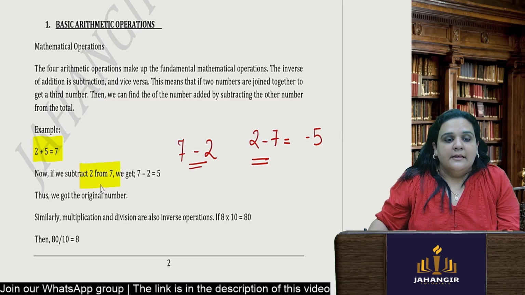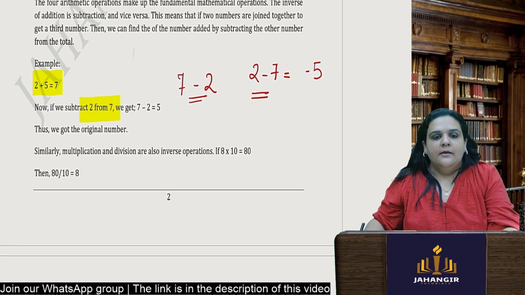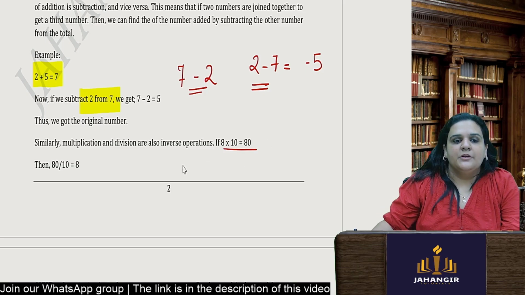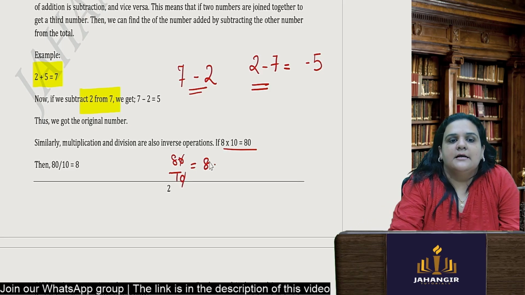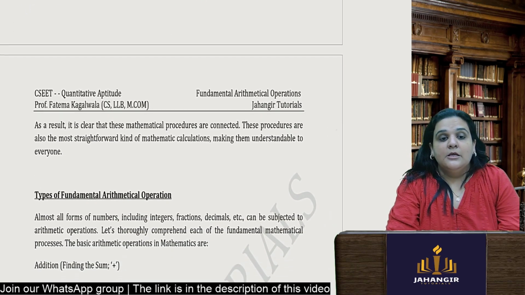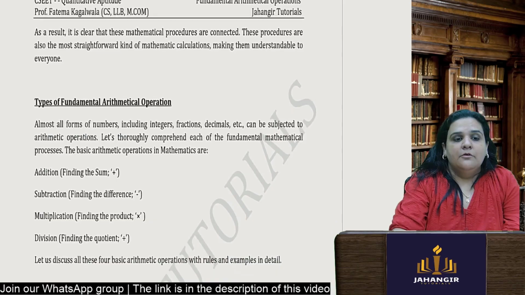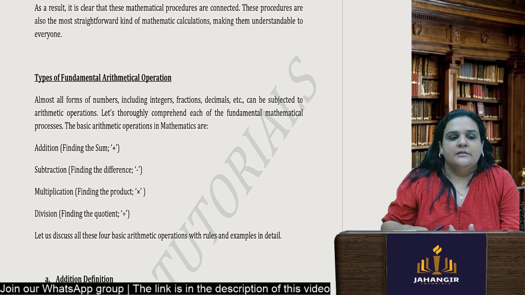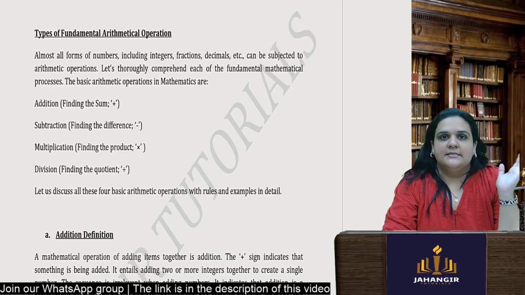Next are multiplication and division. If I ask you to multiply 8 into 10, I get 80. And if I ask you to divide 80 by 10, you will get 8, since 10 eights are 80. This is the level of simplicity you can expect from this topic. The fundamental operations are addition, subtraction, multiplication, and division, and each of the 4 we are going to discuss separately.